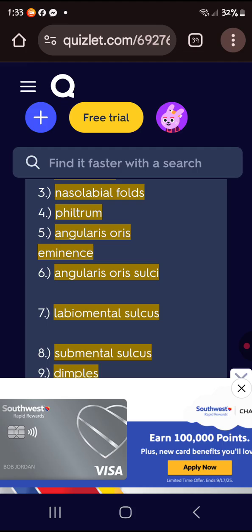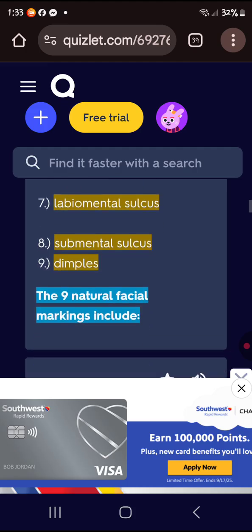Labiomental sulcus, you know labio is the lips and mental is the chin. So it's got something to do with a wrinkle between the lips and the chin. Right out the gate, that's what you're thinking of. Submental sulcus, you know that mental means the chin. You know that sub means beneath. So it's a wrinkle towards the lower part of the chin. And then dimples. Dimples are natural. You just have to remember that, right?